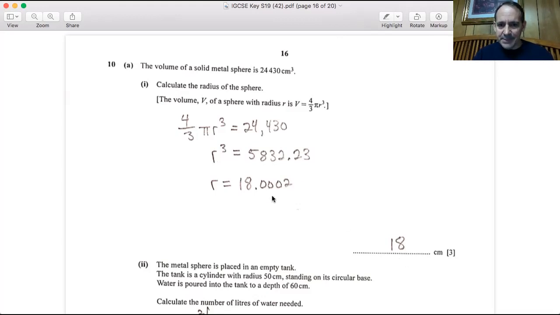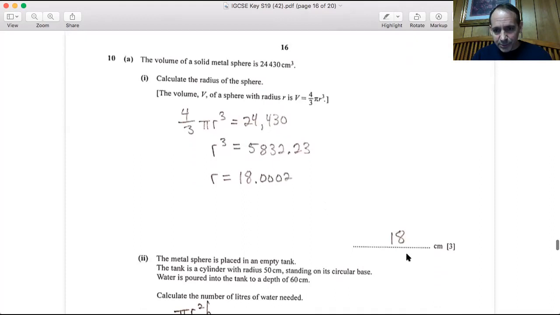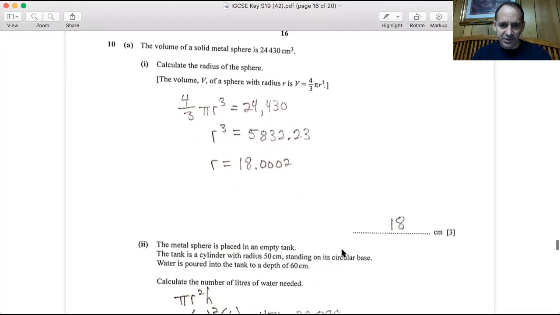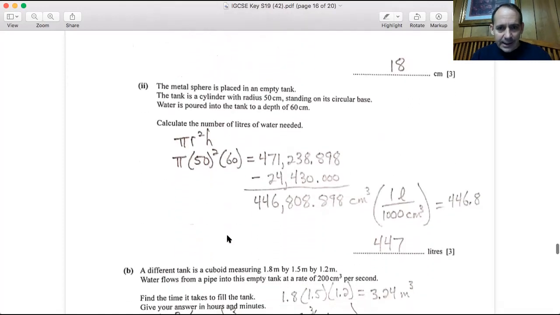Remember, zeros in the middle are significant. So the 1, 8, and this first 0 here would be significant. I suppose you probably should put 18.0. I just put 18 here. Looking at it, if we go with significant figures, because it doesn't say to a particular point, it probably would be safer to put 18.0 instead of just 18 to make sure you have three significant figures.